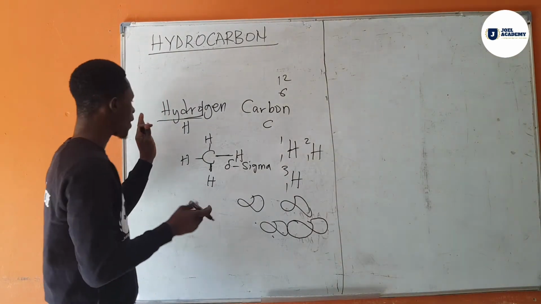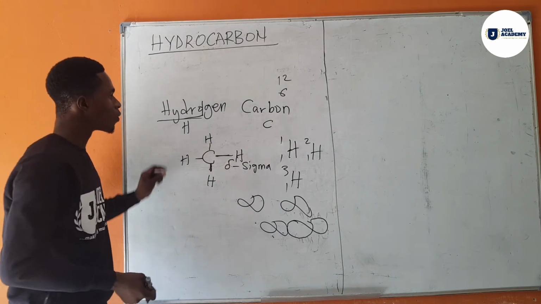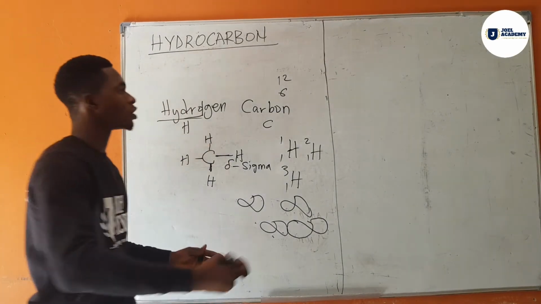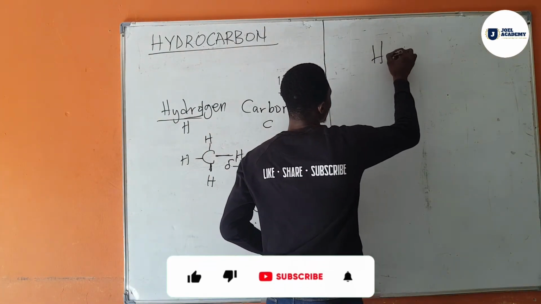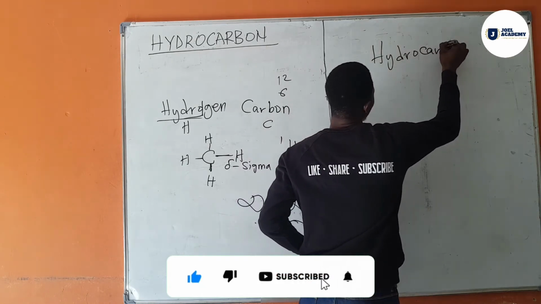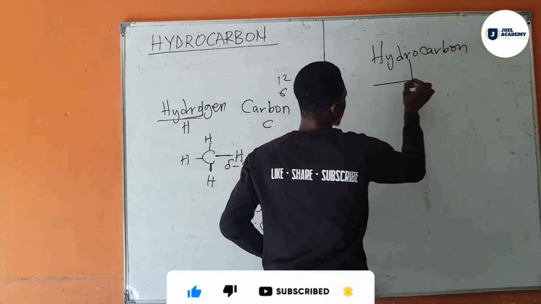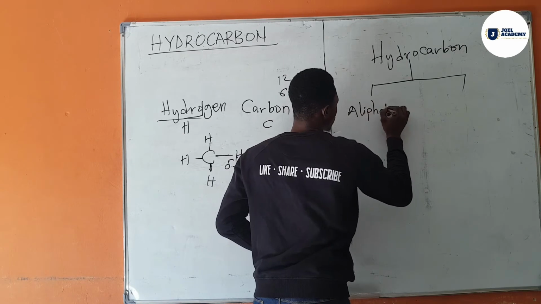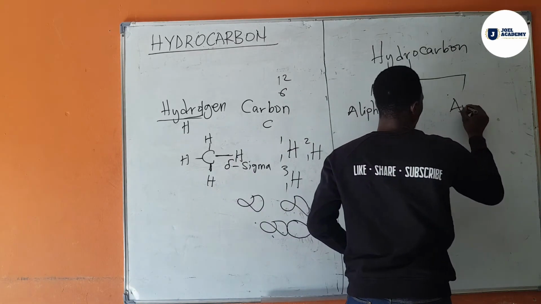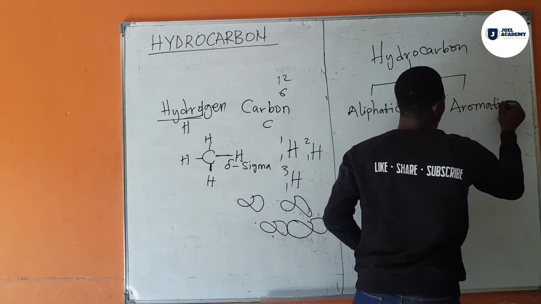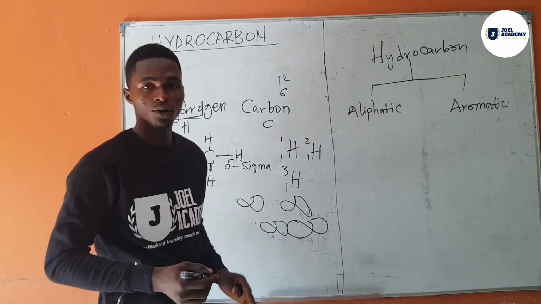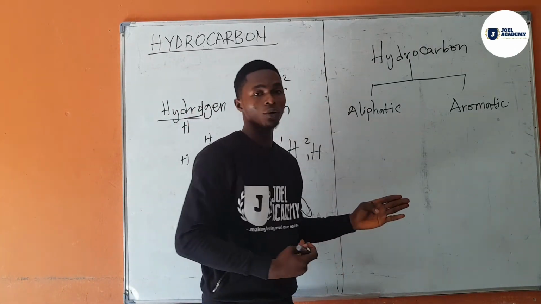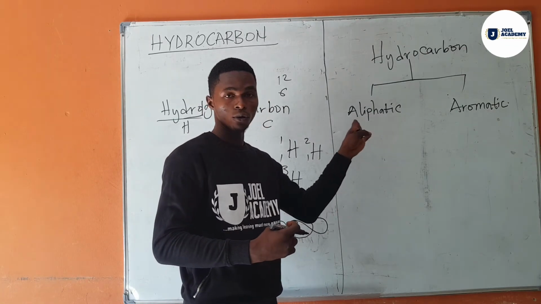So thereafter, apart from this hybridization that has happened, we also have families of hydrocarbons, or branches of hydrocarbon. So hydrocarbon is subdivided into 2. One we call the aliphatic hydrocarbon, and the other is the aromatic. Now, the aliphatic hydrocarbons are straight chain hydrocarbons, while the aromatic hydrocarbon can be a branch but contain double bond. But the aliphatic has no double bond.